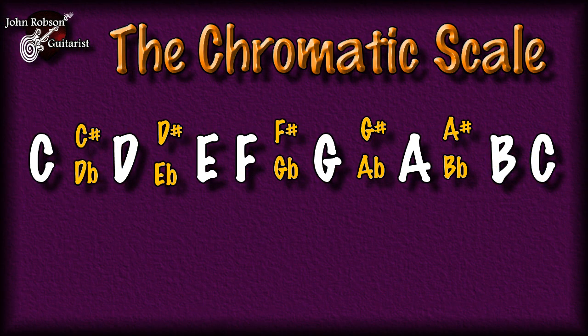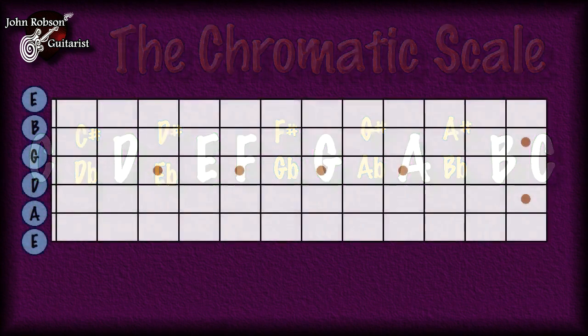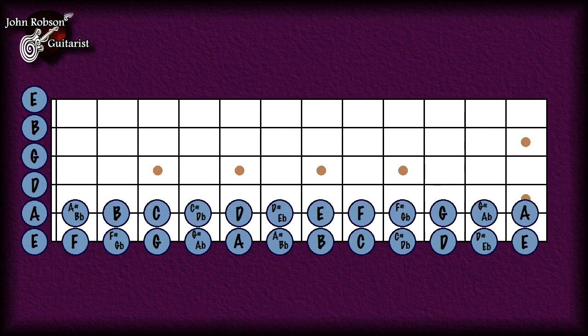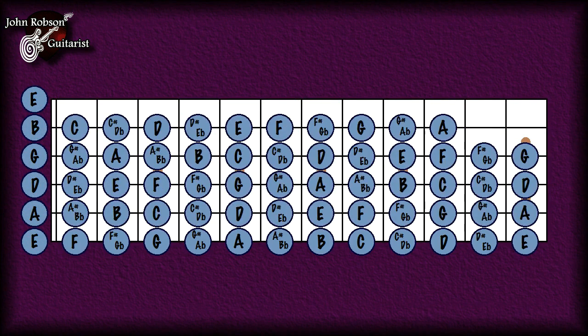Okay, this is the chromatic scale. It's essentially the basic DNA of all music. It goes C, then C sharp, which is also D flat, D, D sharp, E flat, E, F, F sharp, G flat, G, G sharp, A flat, A, A sharp, B flat, B, and then back to C again. Each step along this scale is represented as one fret on the guitar, and once you know this, it becomes quite easy really to figure out where all of the notes are all along the fretboard, like this.